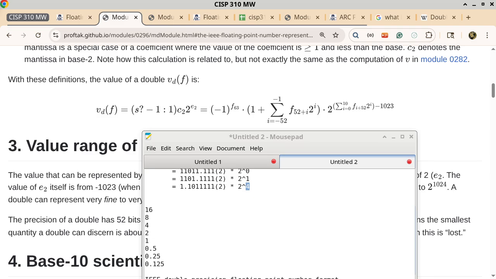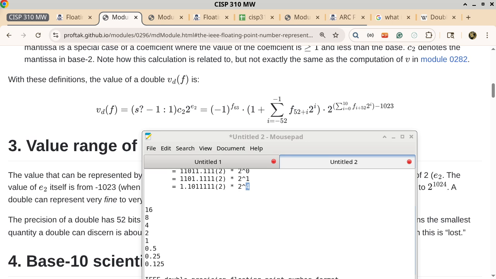So what if I want to specify 2 to the power of some kind of negative value? IEEE decides to use a biased approach, which means we have a bias of 1023. Why they chose 1023 and not 1024, I do not know. I wasn't in that meeting. But they have chosen 1023 to be the bias.